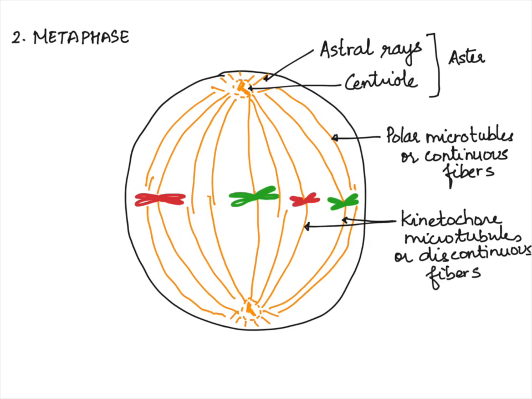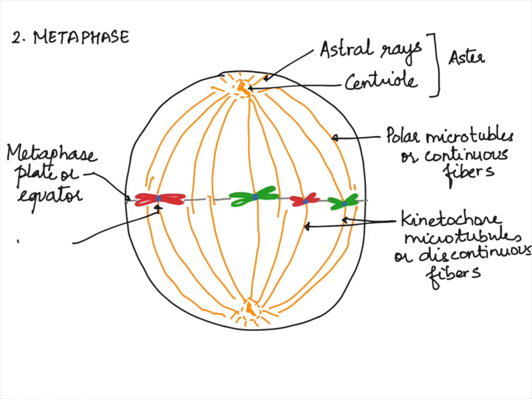The metaphase stage shows the presence of chromosomes on the metaphase plate. The metaphase plate, or the equatorial plate, is simply called the equator. So the chromosomes come and align on this equatorial plate in such a way that the centromeres are on the equator and the arms are facing towards the poles. So this is the centromere which is on the equator and the arms that are facing towards the poles.